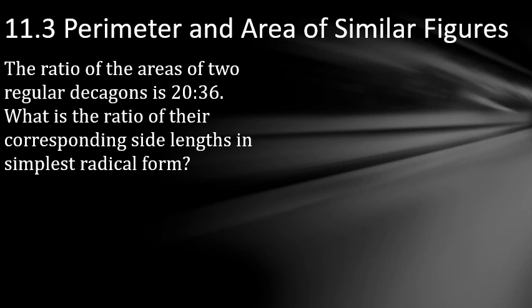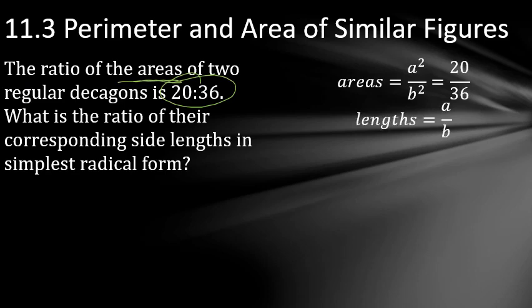The ratio of the areas of two regular decagons is 20 to 36. What is the ratio of the corresponding side lengths? Well, we know our areas, it said the areas are 20 to 36. That's the a squared to b squared. The lengths are a to b, so that means I have to take the square roots. Notice the areas are squared, the lengths are not squared. To undo squaring, I have to take the square roots.